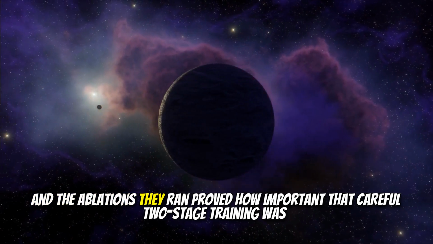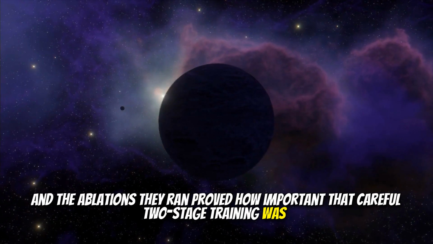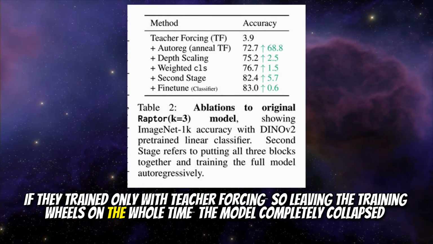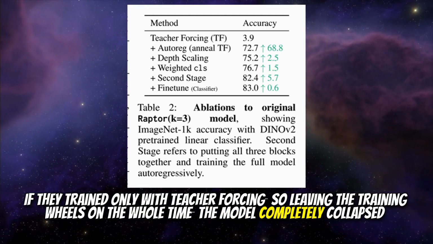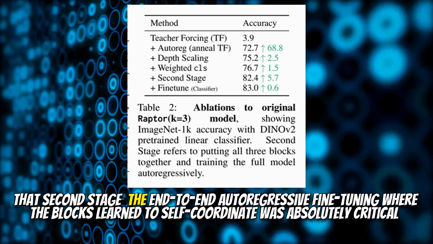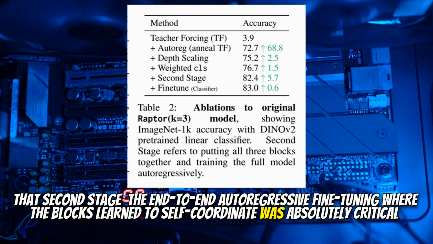And the ablations they ran proved how important that careful 2-stage training was. If they trained only with teacher forcing, so leaving the training wheels on the whole time, the model completely collapsed. It got like 3.9% accuracy. Wow. That second stage, the end-to-end autoregressive fine-tuning where the blocks learned to self-coordinate, was absolutely critical.